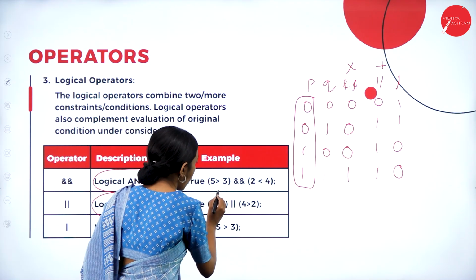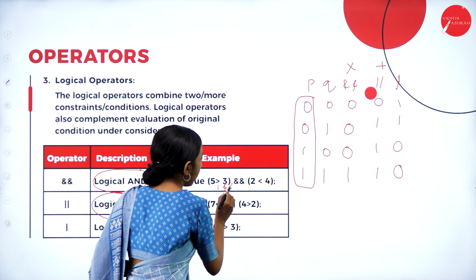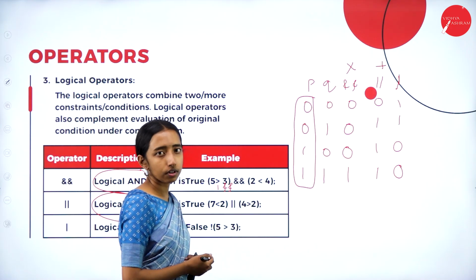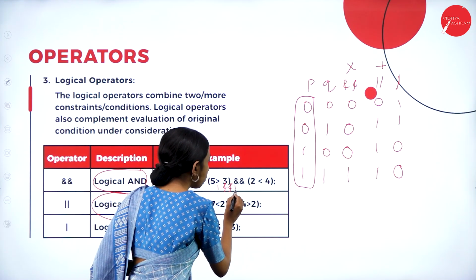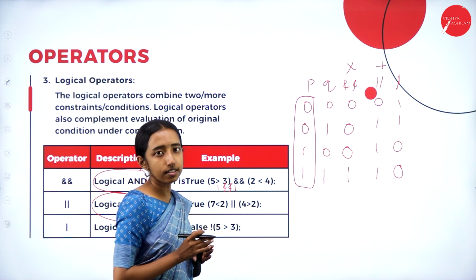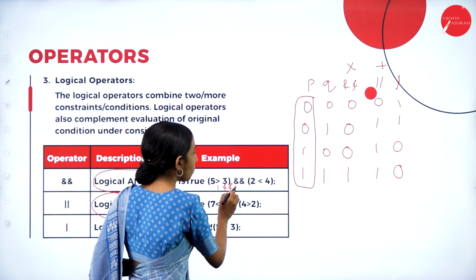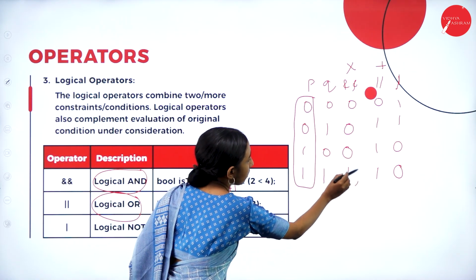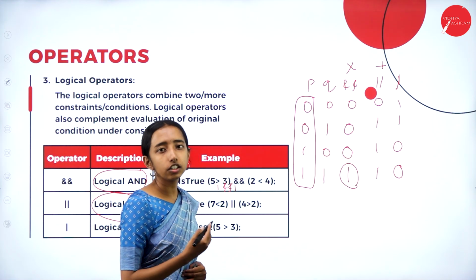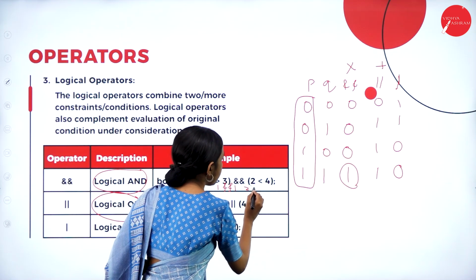So it becomes 1, and we are having the AND operator: 2 less than 4, it is also true. True means 1, false means 0. So 1 and 1, you will get the output 1, that is true. You will get it as true.